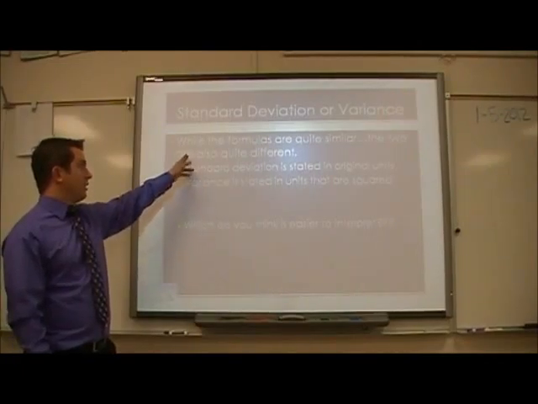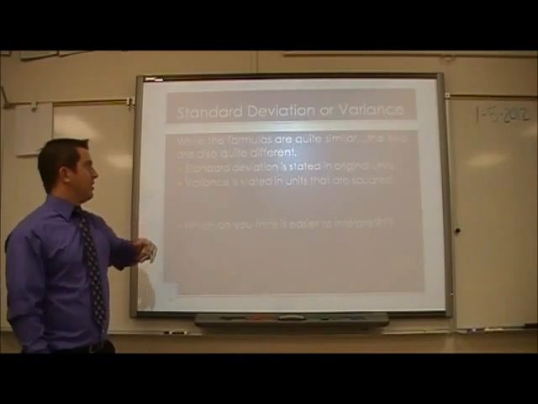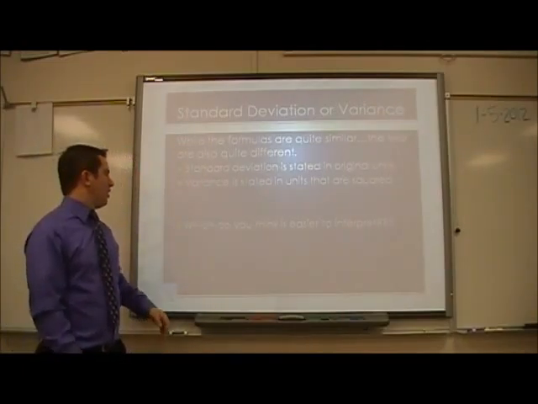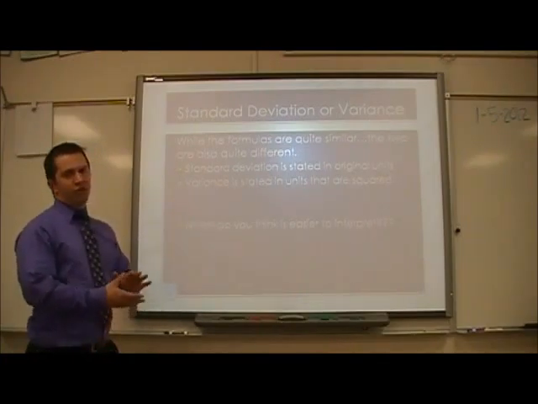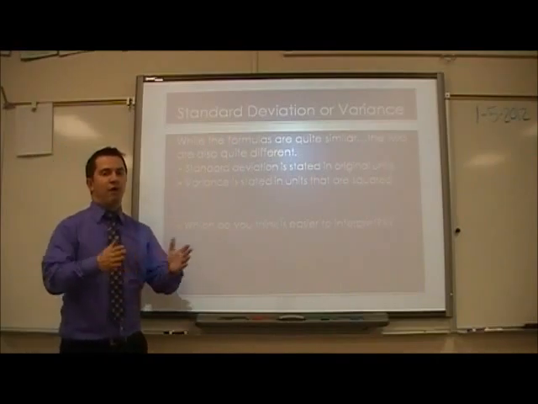Right here is what I covered on the last slide. They're quite similar, but they're different. Standard deviation is in original units, variance is in units squared. Which do you think is easier to interpret? I'll be honest, standard deviation is a lot easier to interpret. We know how far things are from the mean.